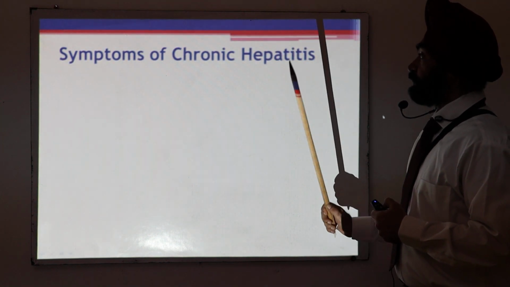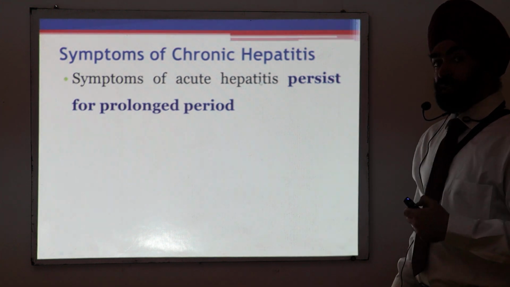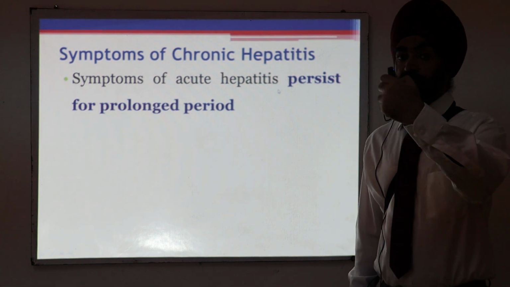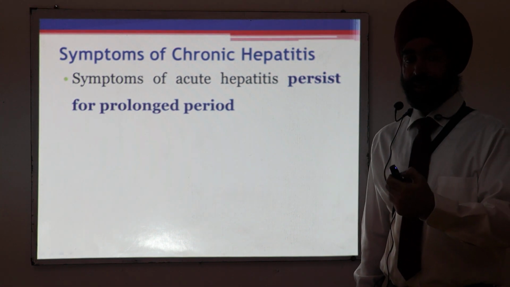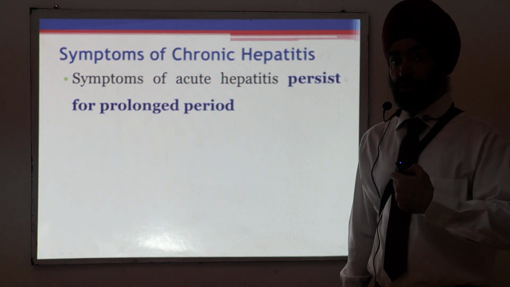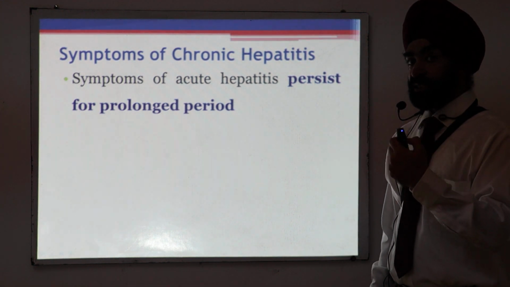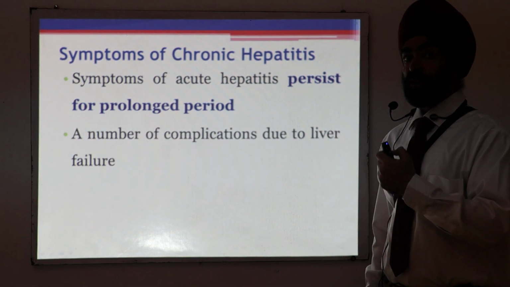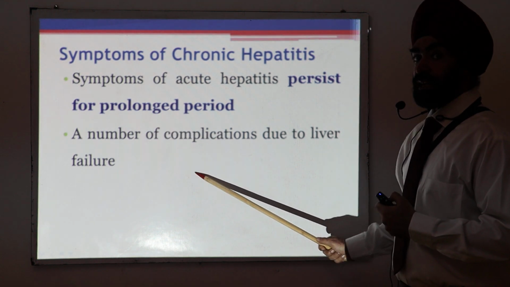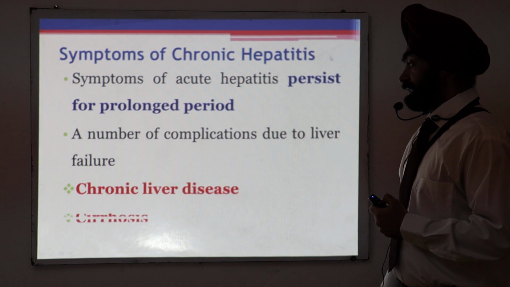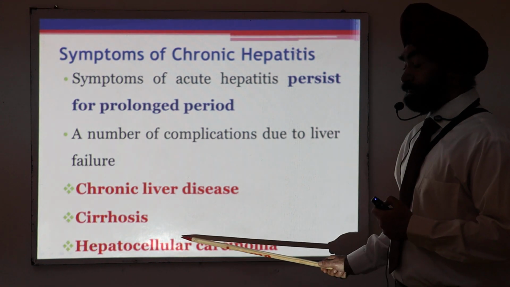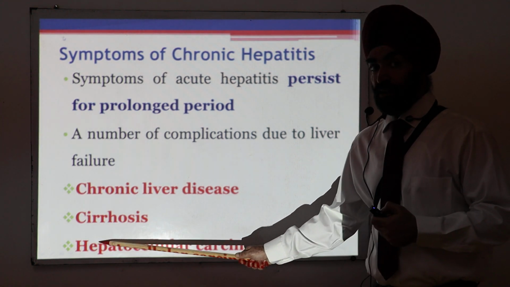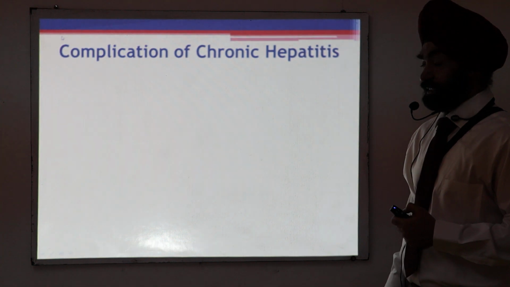Now what are the symptoms of chronic hepatitis? Symptoms are generally the same thing. Only thing is that those symptoms persist for a long period of time. That is fever, malaise, anorexia, abdominal pain, jaundice, all kinds of things are there. But they are persisting for a long period of time. And ultimately, if these symptoms persist for a long period of time, a number of complications will start appearing, like chronic liver disease, cirrhosis, and sometimes it may change into a very dangerous condition, which is hepatocellular carcinoma, that means cells of the liver have become cancerous.